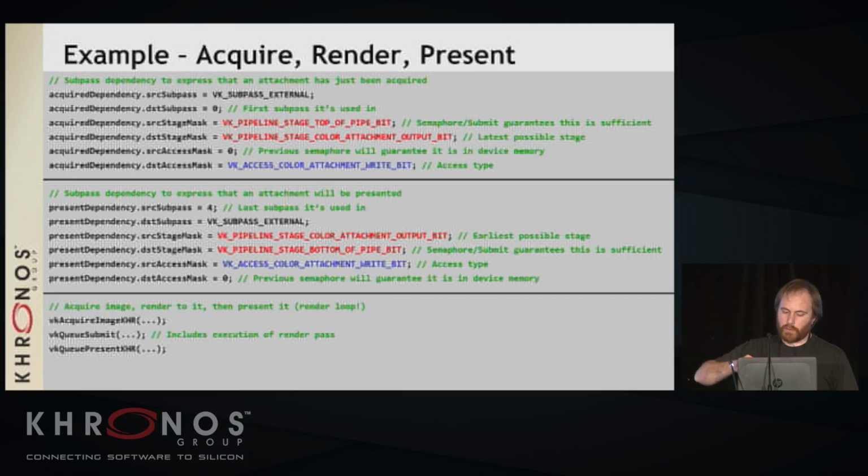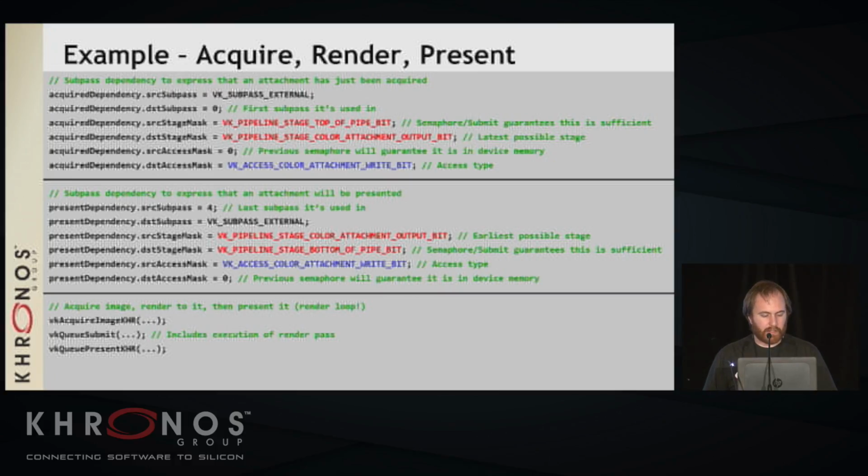So what you would do is set your initial layout to present source, so that it comes in and knows that's what is there. You'd set your subpass to be renderable, and then you'd set your final layout to be present source. In order to actually make sure that they happen at the right time, you then have to add the subpass dependency.